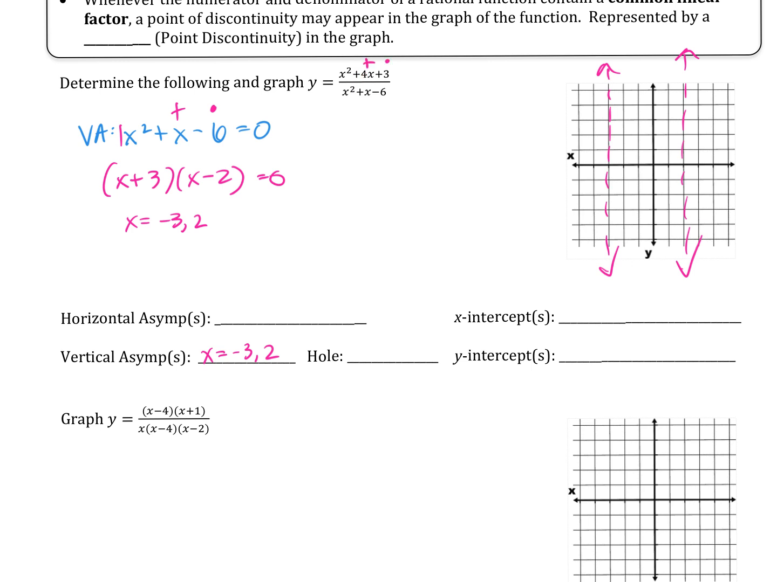T-O. What multiplies to be 3 adds to be 4. 3 times 1 is 3. 3 plus 1 is 4. So here's what I'm going to do. X plus 3, x plus 1. That's my top. On my bottom, we already factored that. X plus 3, x minus 2. I just brought that over. My bad. I shouldn't have gone to my graph.